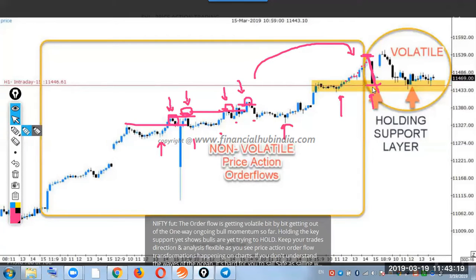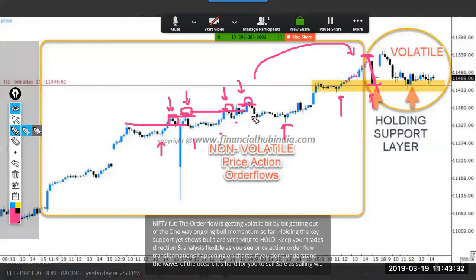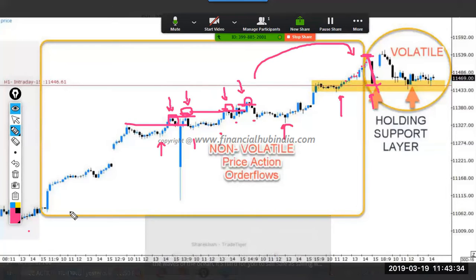So that's a massive sell-off over here. Now, what does it mean to us? Does it mean the trend is over? The uptrend is finished? No, it doesn't mean that. It means there is a change of order flow happening in the market. So if you are trading the market the way you have been trading here, you're going to make a mistake.